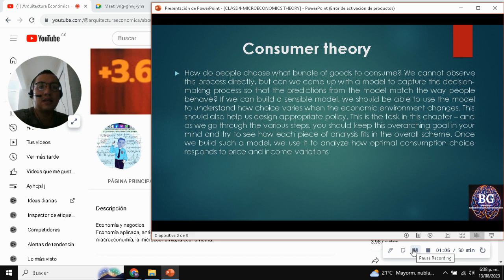This is the text in the chapter, and as we go through the various steps, you should keep the overarching goal in mind and try to see how each piece of analysis fits in the overall scheme. Once we build such a model, we use it to analyze how optimal consumption choice responds to price and income variations.